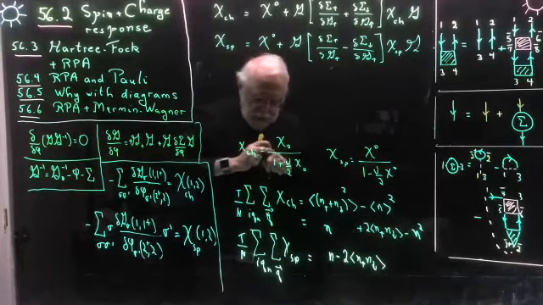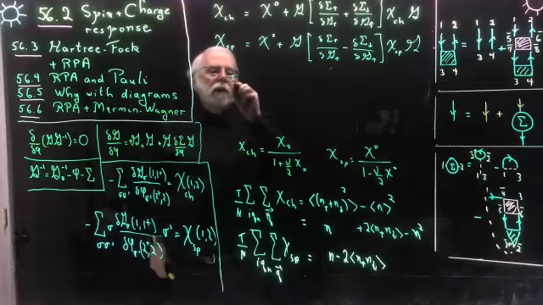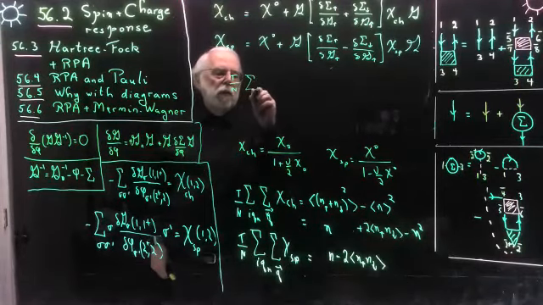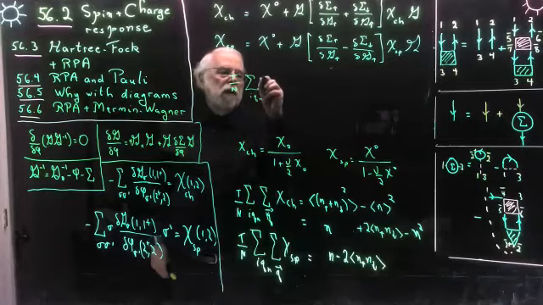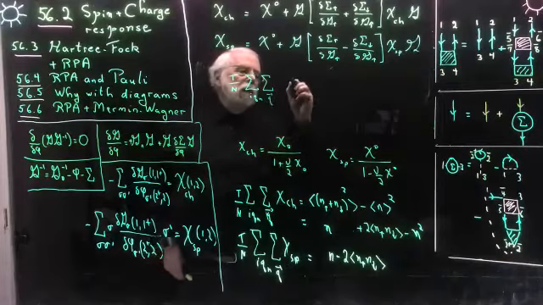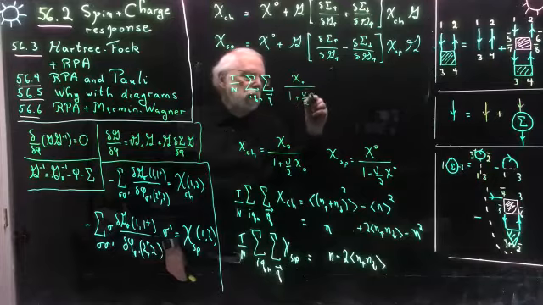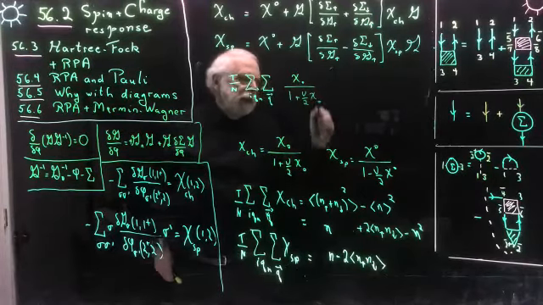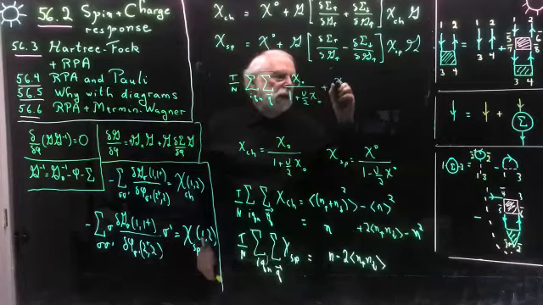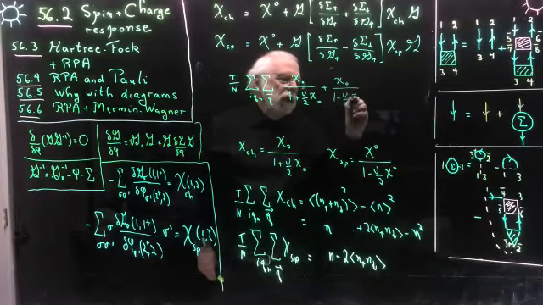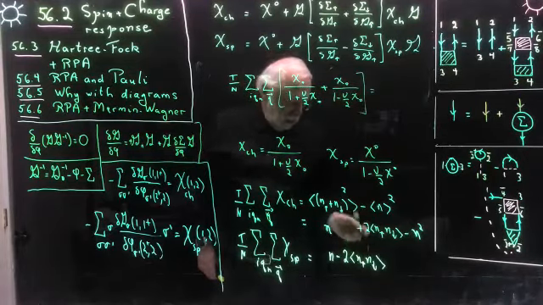So it means that I have T over N, sum over iQn, sum over Q of chi charge is this. So I write chi 0 over 1 plus U over 2 chi 0. Chi spin is this. So this is plus chi 0 over 1 minus U over 2 chi 0. And so if I add this plus this, what do I get?